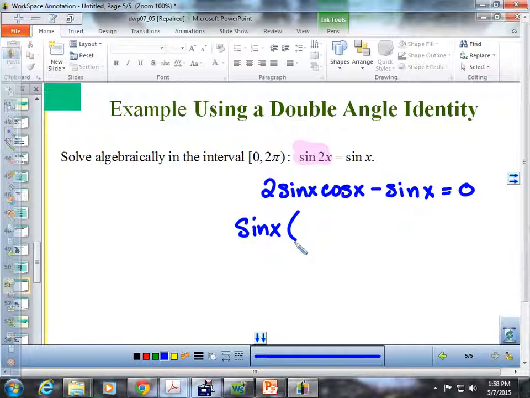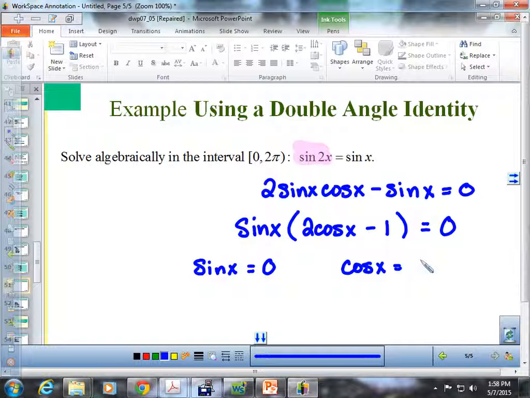I factor out the sine x, leaves me with 2 cosine x minus 1 equal to 0. Okay. So what is sine x equal to? Sine x equals 0, and what is cosine x equal to? Positive 1 divided by 2.